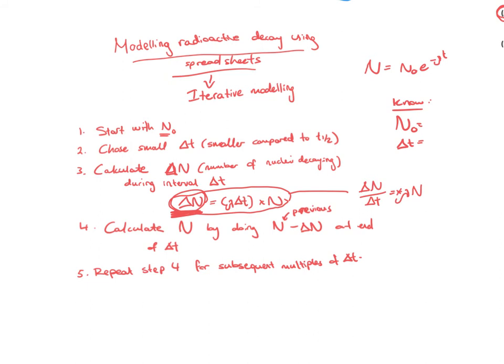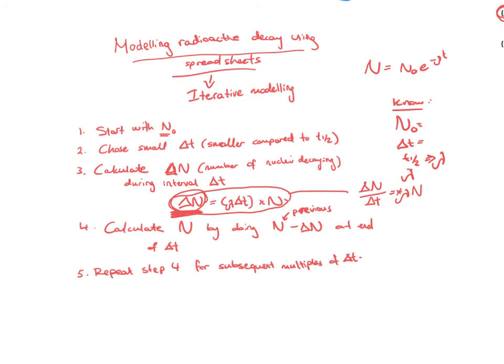And then for the fifth step, you keep repeating the fourth step for the other multiples of time intervals delta t. So you would definitely be given the half-life for something like this to be able to calculate it, so that you can obviously find lambda. Remember, or you can be given lambda directly as well. Yeah, that's basically all you need.